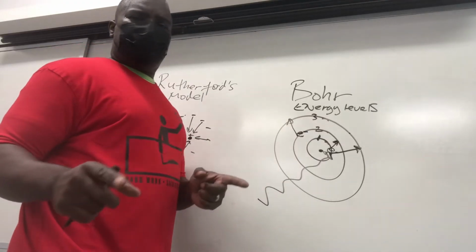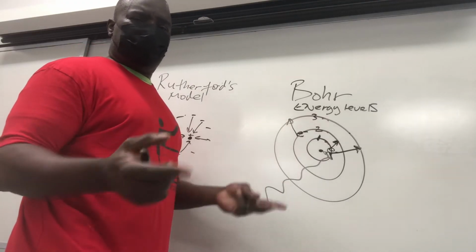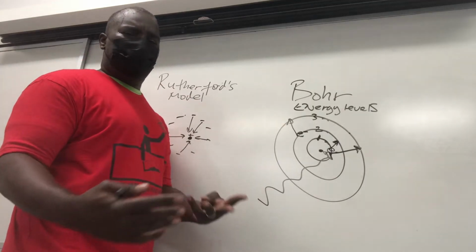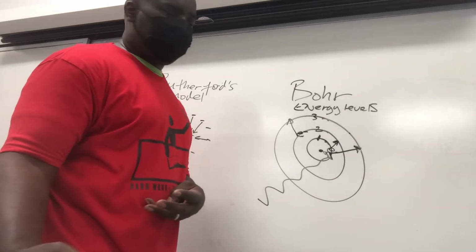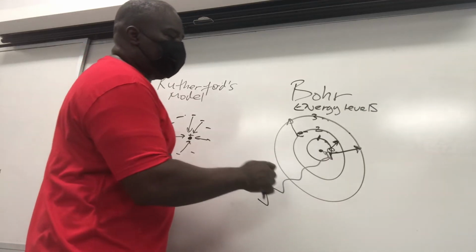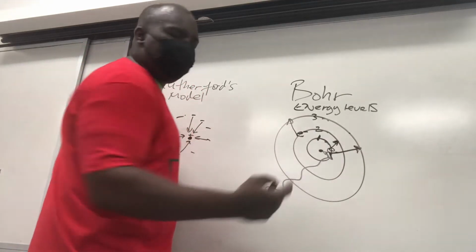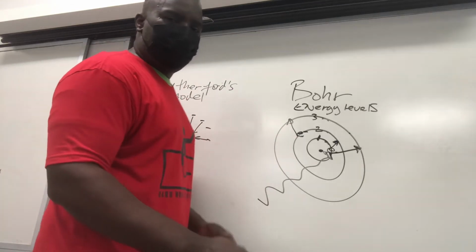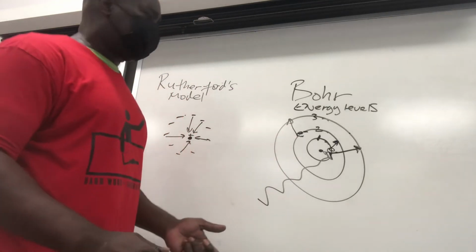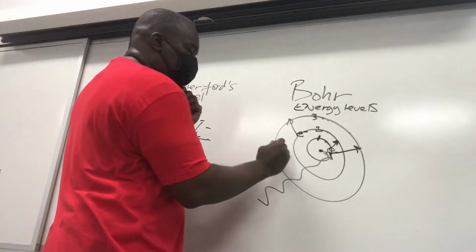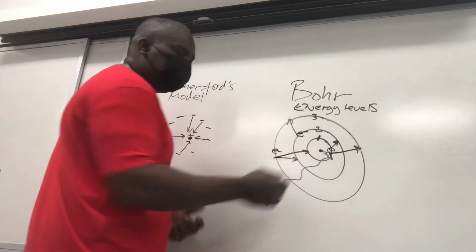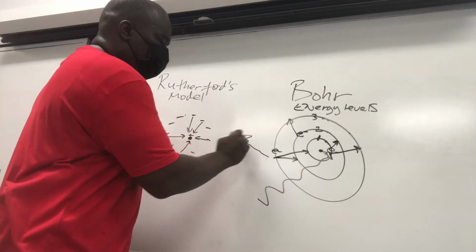Now we agreed, right guys, in chemistry, in science, things like to be stable, things like to be in the lowest energy state possible. So what happens is the electron does not stay in the excited state. It falls back down to as low an energy level as possible. So it goes back down to the lower energy level and releases that energy that it gained.